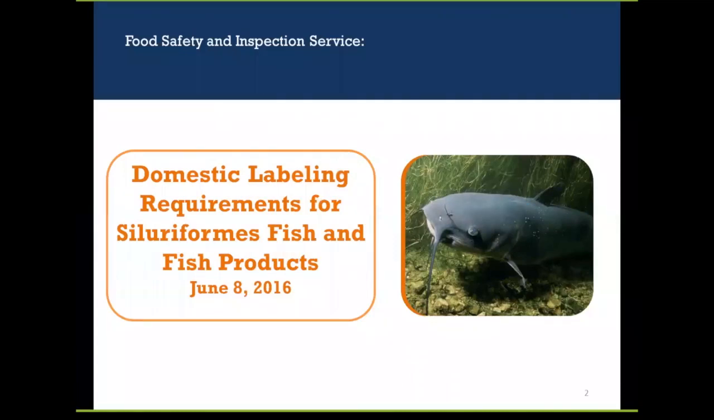During today's webinar, I'll be discussing the required features on domestic labels for Siluriformes fish and fish products, including catfish, the different types of FSIS label approval, which types of labels must be submitted to the labeling staff for approval, as well as which labels do not have to be submitted to us for review. We will also discuss how to submit a label to FSIS for approval. And finally, we will briefly cover FSIS's policy on pressure-sensitive stickers and the requirements of a labeling record. That's a lot of information to cover, so let's go ahead and get started.